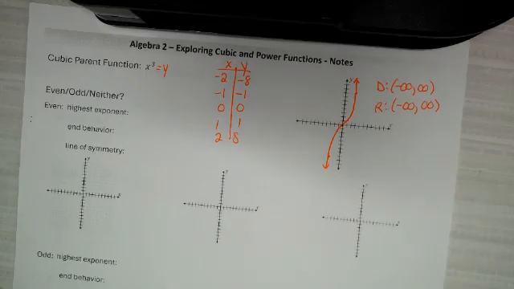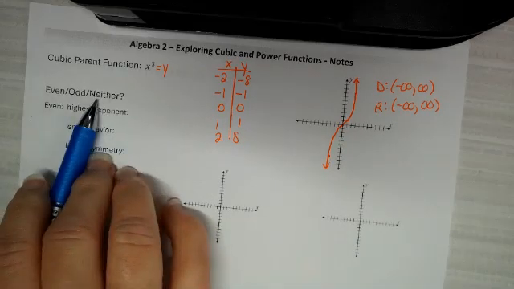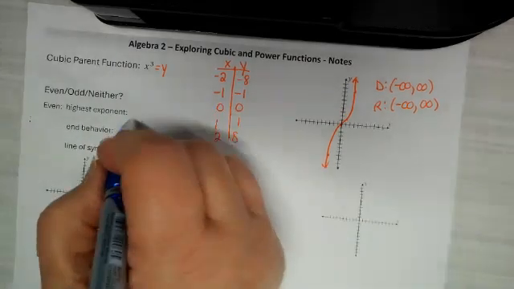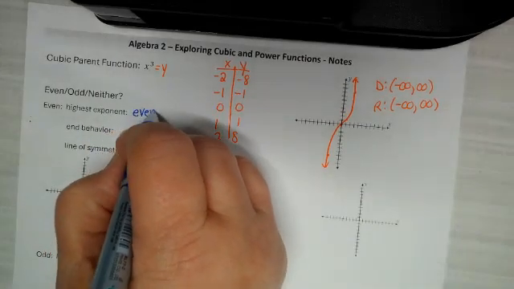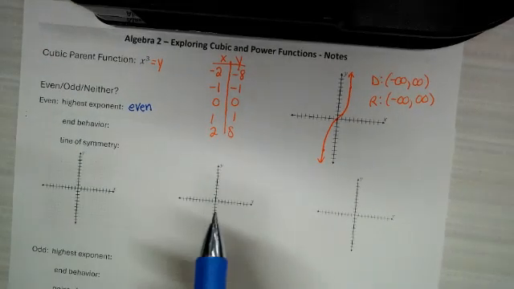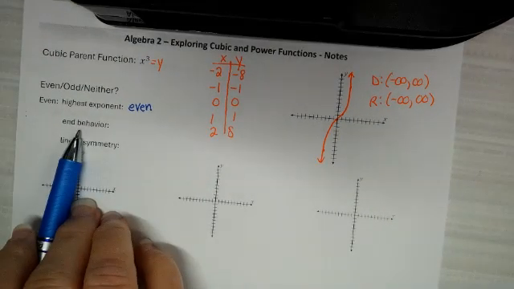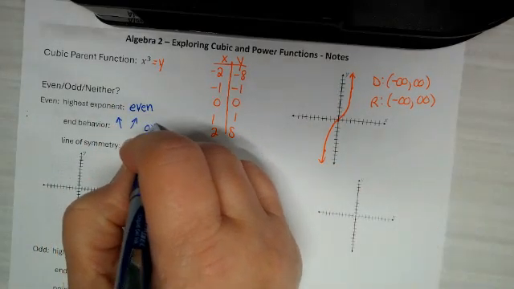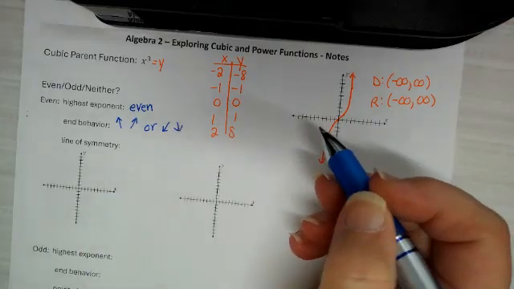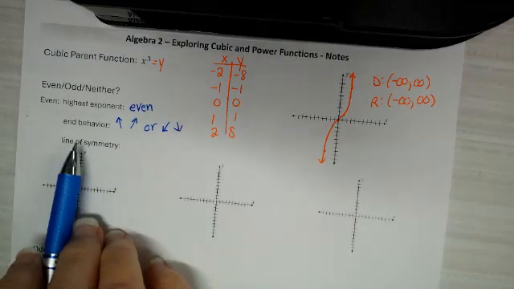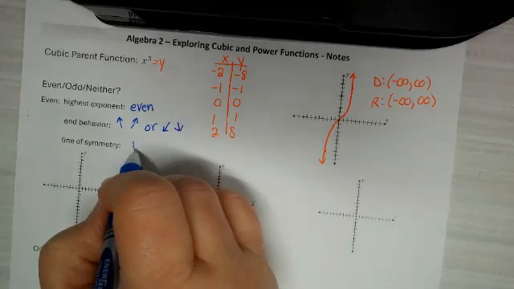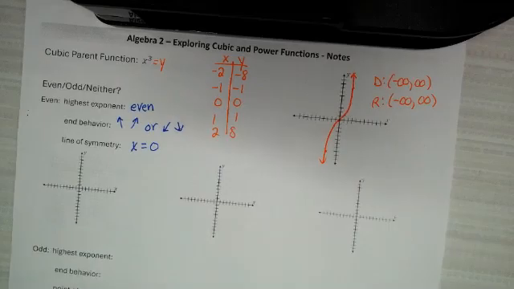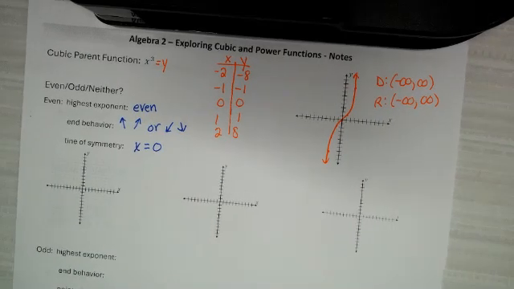All right, let's talk about what makes a function even or odd. An even function, the highest exponent is going to be even. The end behavior of your even function, both arrows are going to go the same way. So it's either up, up, or it's going down and down. Those would be our even functions. To be an even function, it has to have a line of symmetry at x equals 0. If the line of symmetry is elsewhere, it might have an even degree, but it's not an even function.